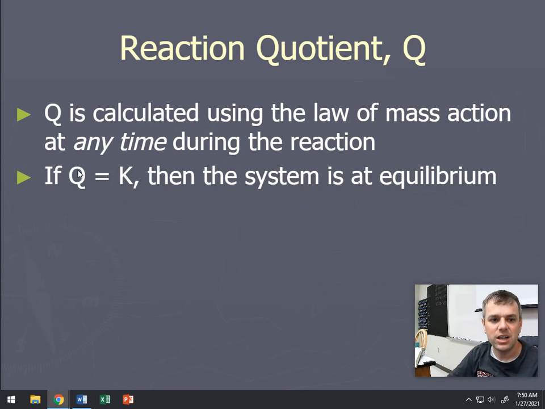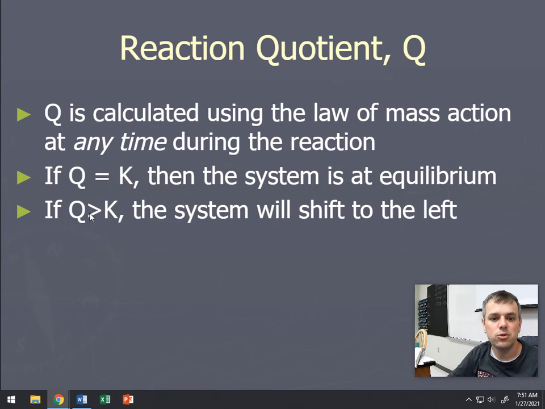Now, when you calculate Q, if Q equals your equilibrium constant, since they're both calculated the same way, then you're already at equilibrium, and so no shift in the reaction will occur. If Q is larger than K, then the system will shift to the left, or to the reactant side.